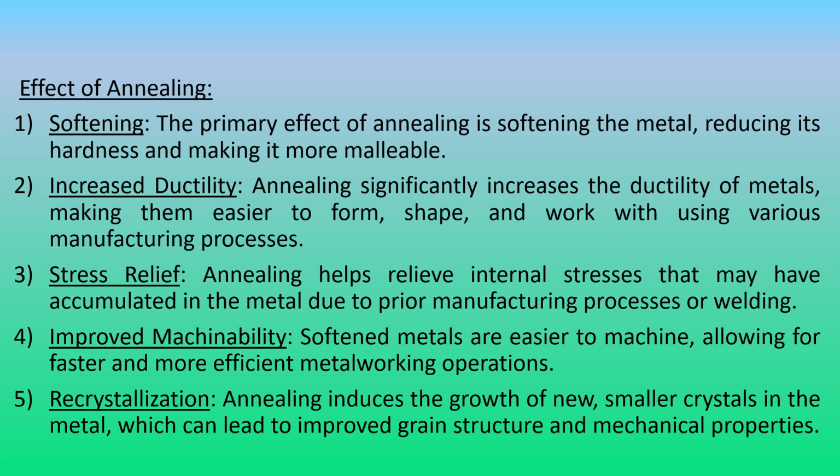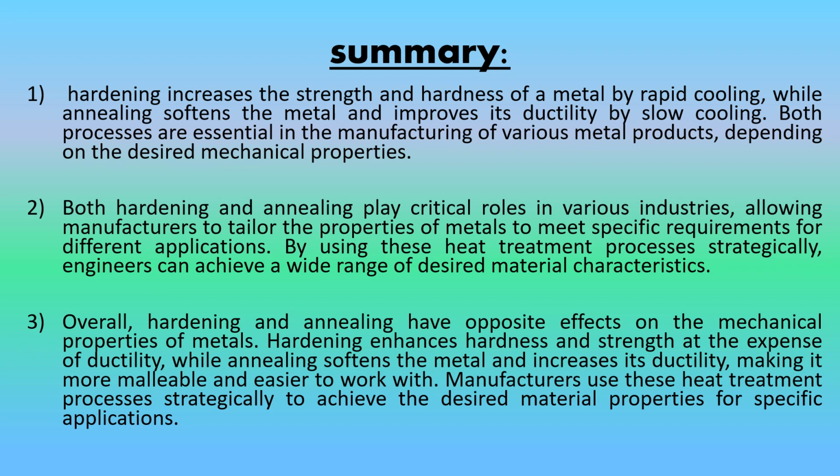Summary. Hardening increases the strength and hardness of a metal by rapid cooling, while annealing softens the metal and improves its ductility by slow cooling. Both processes are essential in the manufacturing of various metal products, depending on the desired mechanical properties. Both hardening and annealing play critical roles in various industries, allowing manufacturers to tailor the properties of metals to meet specific requirements for different applications. By using these heat treatment processes strategically, engineers can achieve a wide range of desired material characteristics.